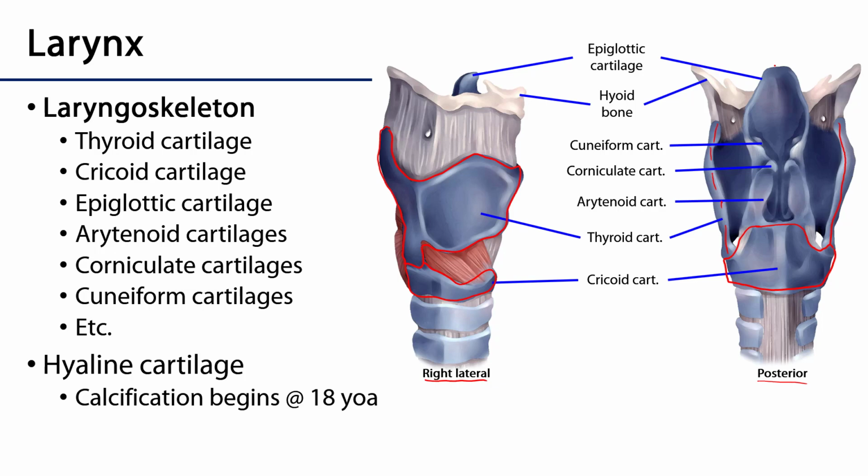There's also the epiglottic cartilage, which we've seen already. That epiglottic cartilage comes down, forms kind of a stem and leaf structure there. So the thyroid, cricoid, and epiglottic cartilages are all singular cartilages. There is but one of them. The remainder of the cartilages that we'll talk about are all paired.